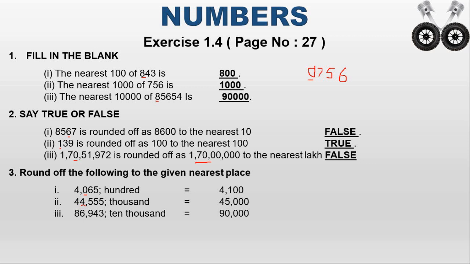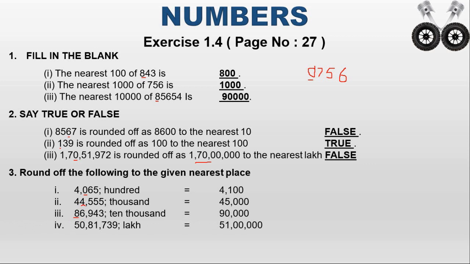Okay, so the next one is 86,943, rounded up to the nearest 10,000. What is in the nearest 10,000 portion? It is 8. Okay, you have to look at the right side number. What is the right side number? It is 6. It is greater than 5. That means you have to add 1 here. So 8 plus 1 is 9. So the answer is 90,000.